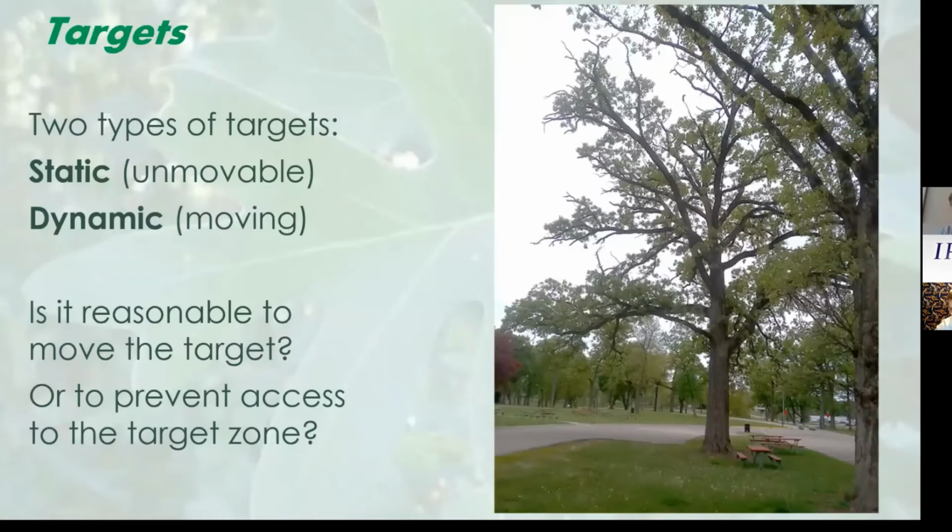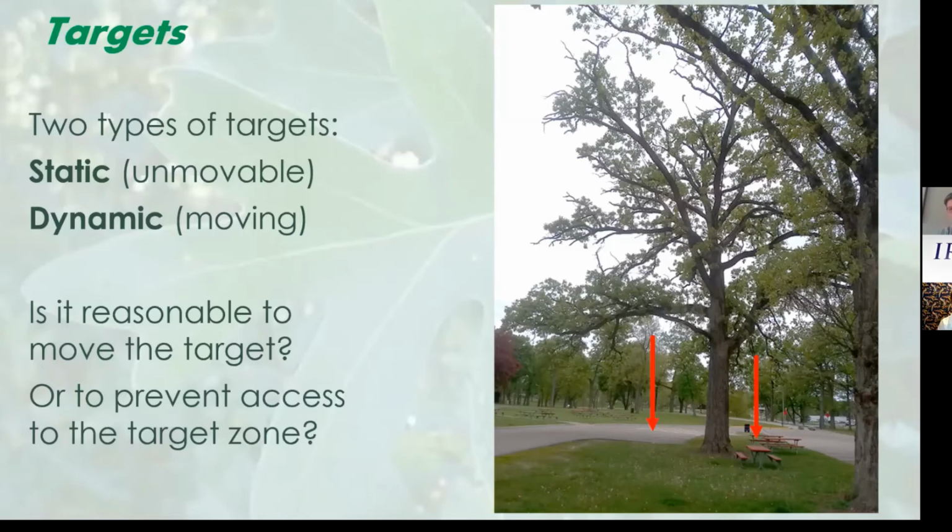Let's talk about targets. There are 2 types of targets, static and dynamic. A static target is one that's not moving. It's there day and night. It's not moving around. It's not going here and there. Now you could say that's a portable picnic table, but it's not going to move unless a park worker comes and moves it. A car that comes and parks in that parking spot is a dynamic target.